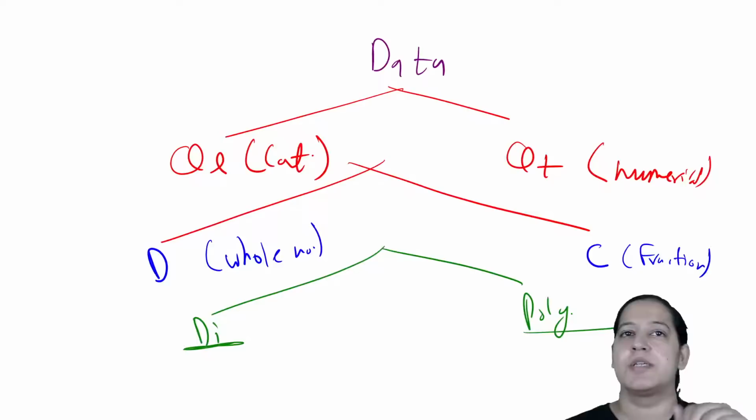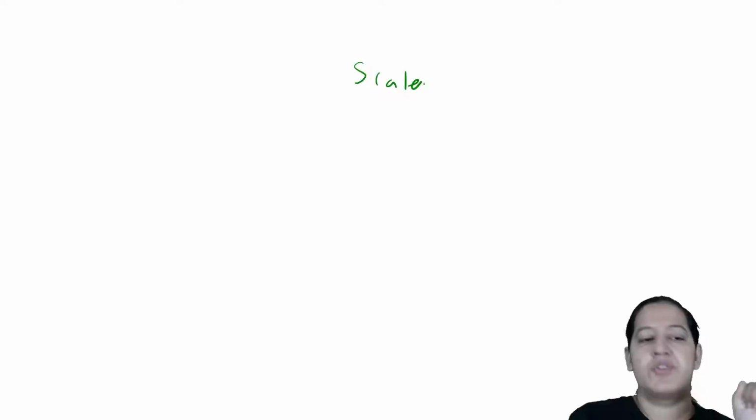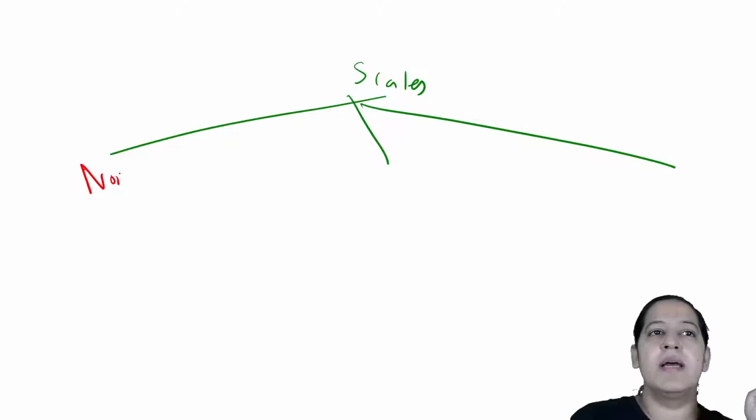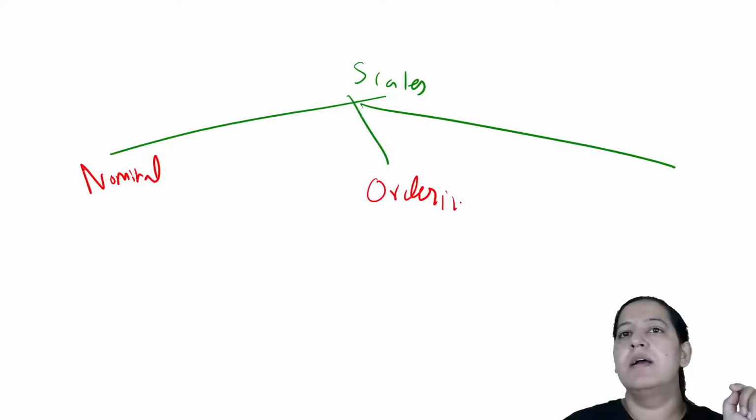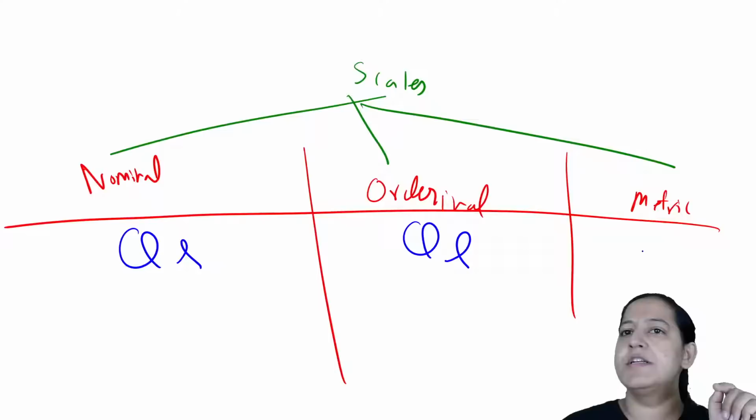And you can see the second thing which we have studied here is scales. We have studied the three types of scales. What are the three types of scales we have studied? Who will tell me? It is nominal, only names are possible, ordinal, order is possible, and the third one is metric. Listen here. Nominal is for qualitative, ordinal is also for qualitative, metric is for quantitative.